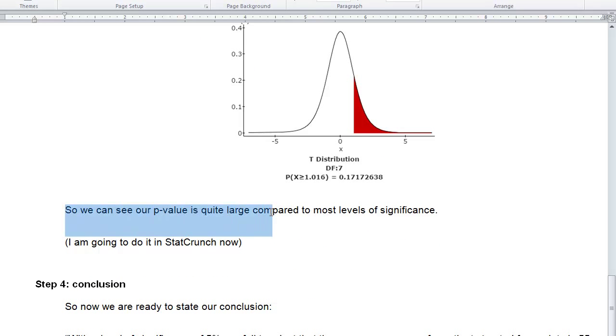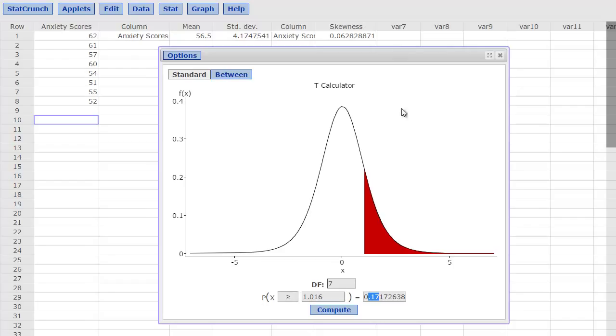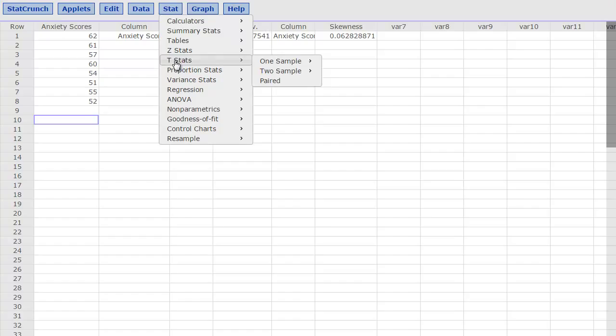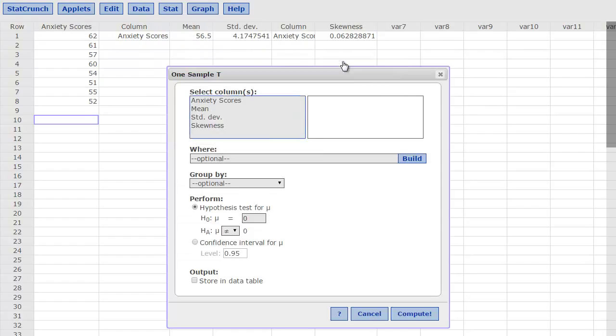So we can see our p-value is quite large compared to most levels of significance. Now, I'd actually like to just do it in StatCrunch, the hypothesis test with all the calculations. It's pretty sweet. So if I actually go here and I click Stat and I go down to T Stats, I have one sample with data. And my data is in the anxiety scores. And my hypothesis that I'm testing is that it's 55. And my alternative hypothesis is that it's greater than. And so with the data, it will actually calculate the mean, the standard deviation, then the standard error, the t-score, and do everything all at once.